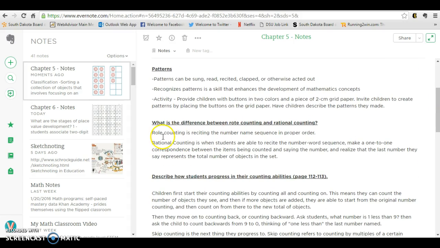Counting is reciting the number name sequence in proper order, and then rational counting is when students are able to recite the number word sequence, make one-to-one correspondence between the items being counted and saying the number, and realize that the last number they say represents the total number of objects in that set.